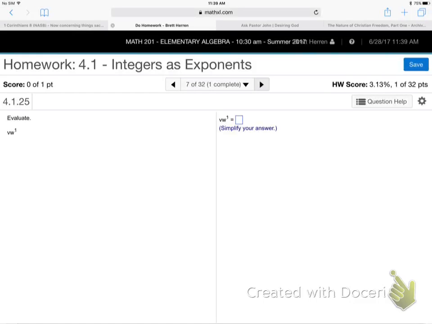So those will be, okay, VW to the 1. What's anything to the 1st power? It's just itself. This is VW. There's nothing to do there, huh? It's just VW. Good? But I don't know why they asked that question. That's a dumb question. All right, questions.